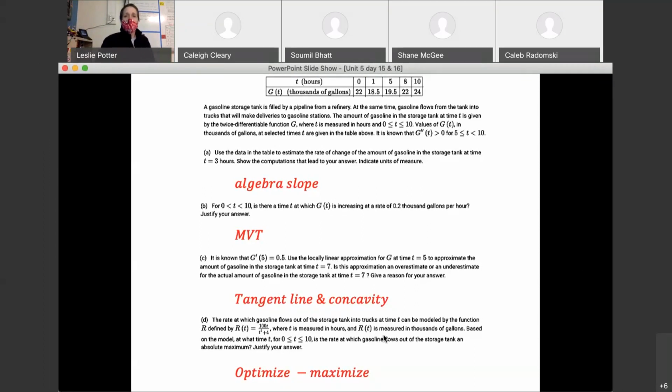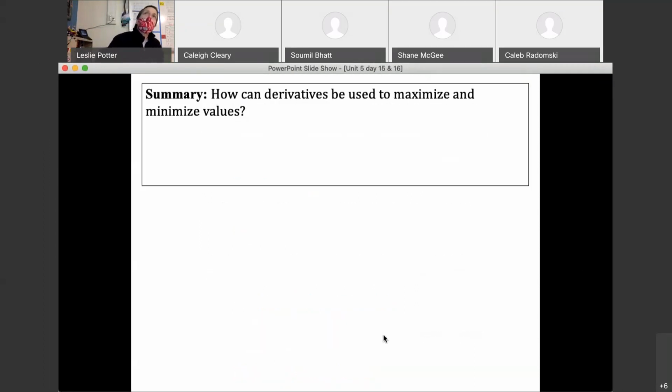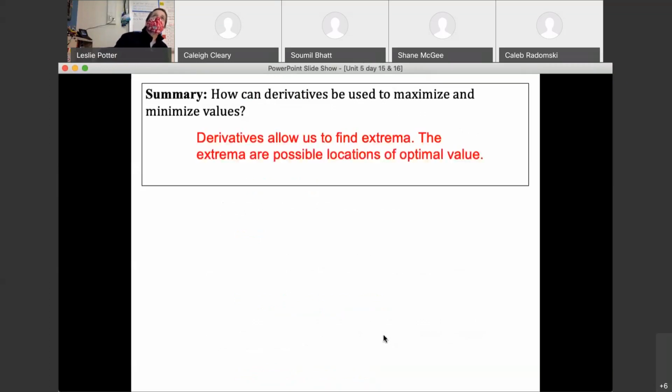Okay, so that's the free response you're going to work on. Our summary then: how can derivatives be used to maximize and minimize values? Derivatives allow us to find those extrema. And the extrema are the possible locations of those optimal values. You're either going to have a hill or a valley that you're going after.